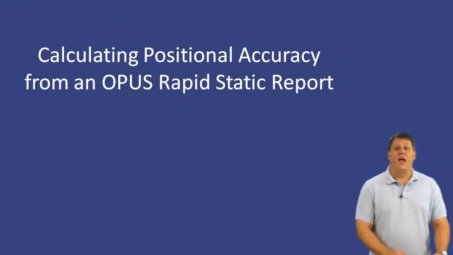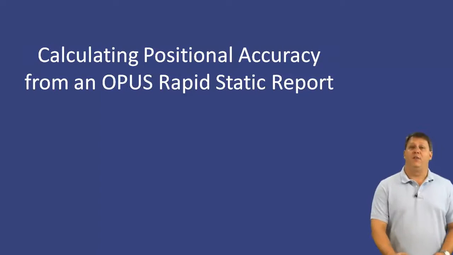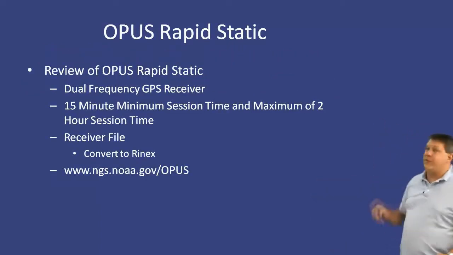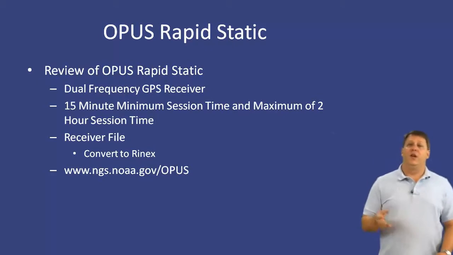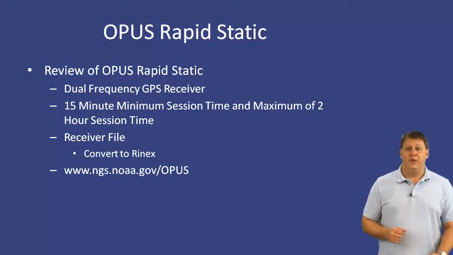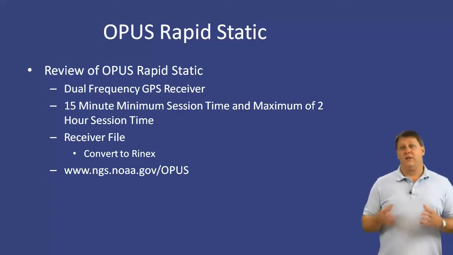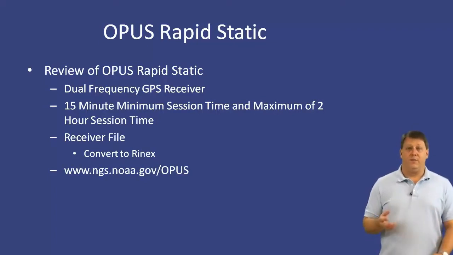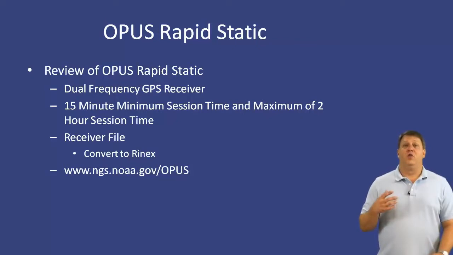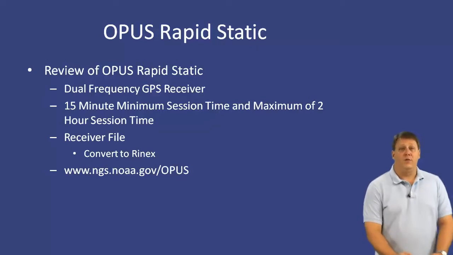Calculating positional accuracy from an OPUS rapid static report. To begin, let's review our OPUS rapid static field procedures. We're going to need to go out to the field with a dual frequency GNSS or GPS receiver. We're going to record data continuously for a minimum of 15 minutes up to a maximum of 2 hours. We'll then come back into the office, we'll convert our file to RINEX, and then we'll go to the OPUS website to submit our results.